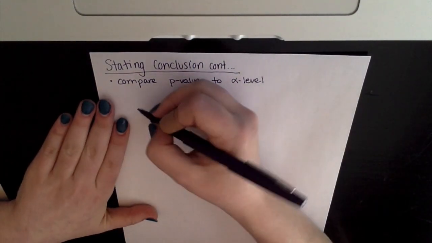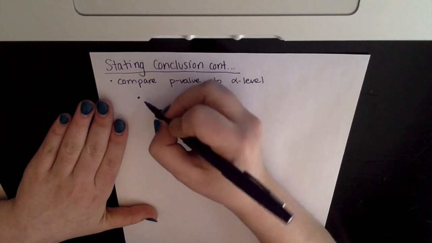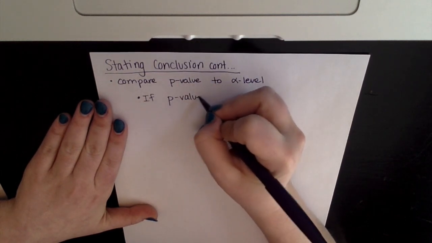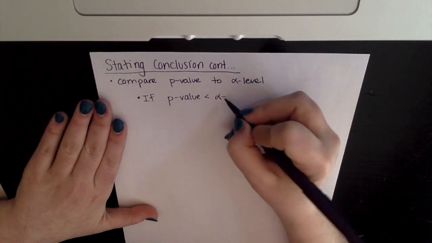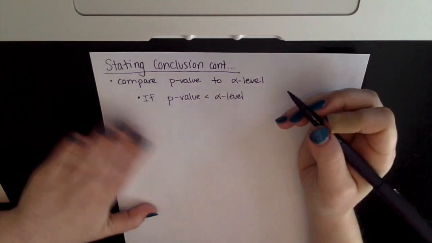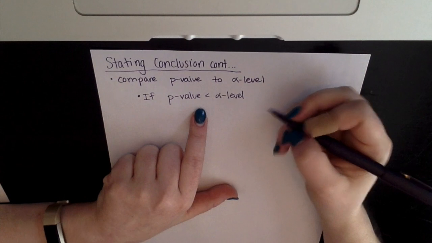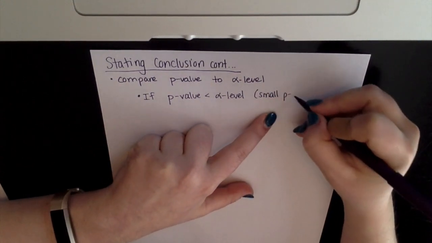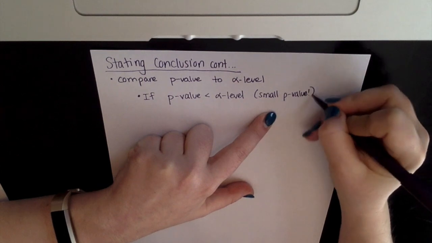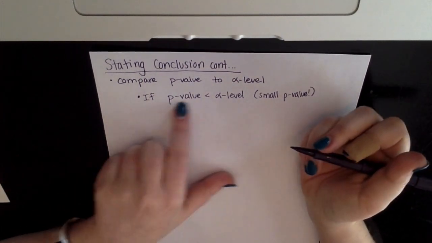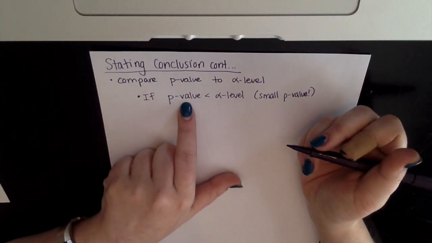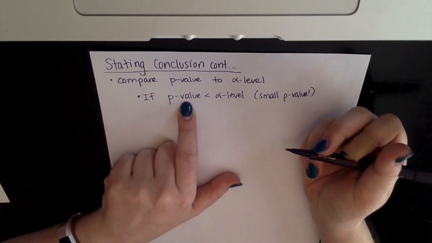Okay, so we have two choices. Number one, if the p-value is less than the alpha level, so literally smaller than. So this means it's a small p-value. Okay, very, very tiny. These are all decimals. So we're talking decimals with several zeros in front for the p-value, maybe even scientific notation, okay?